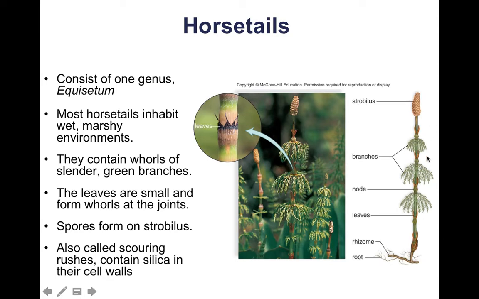So there's these little nodes or joints along the plant. These are branches, and the spores are going to be produced and found in the structure called the strobilus. So the strobilus is going to contain the sporangia, which is going to undergo meiosis to produce spores. These are also called scouring rushes because they have silica embedded into their cell walls, and they were used, for example, in North America by Native Americans in order to clean things. So, scouring rushes.